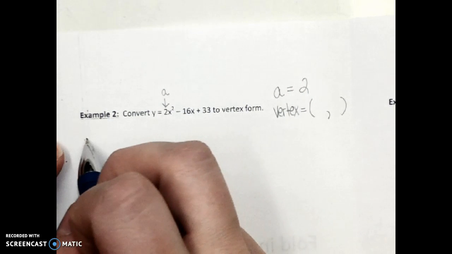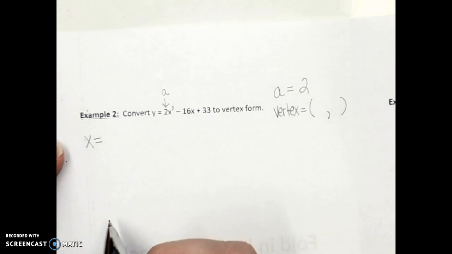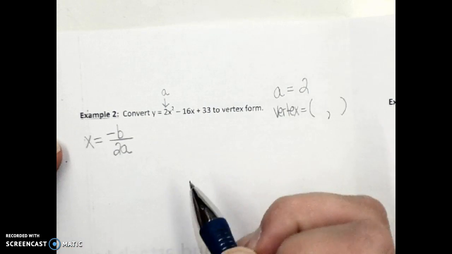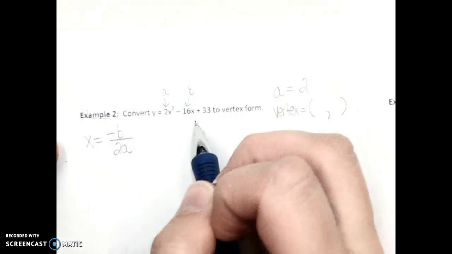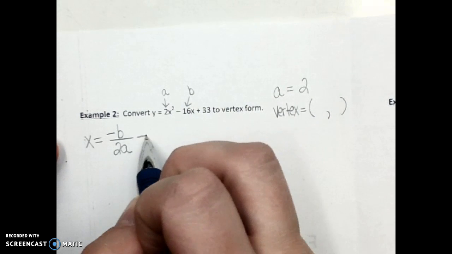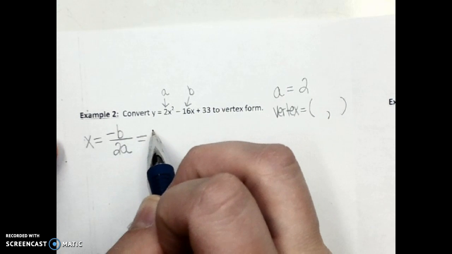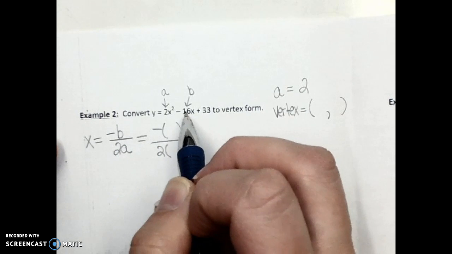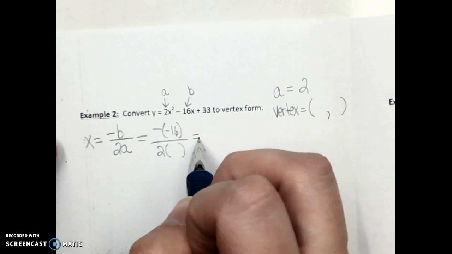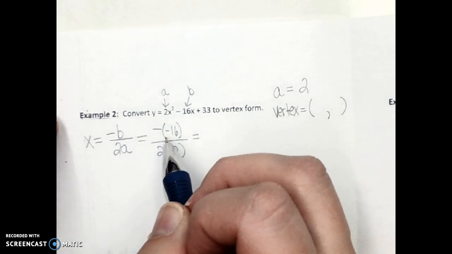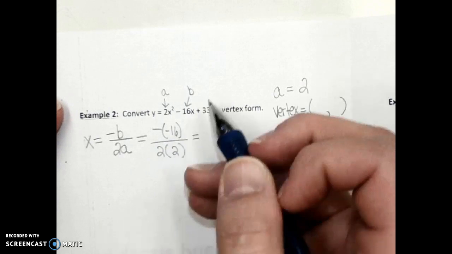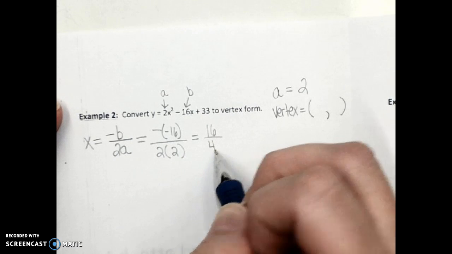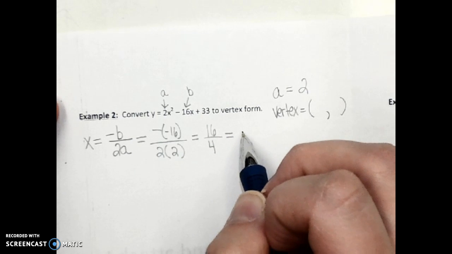To find the vertex, I've studied, and I've looked back at my blue foldable if I need to, and I know that the x-coordinate is -b over 2a. Well, what is b? B is the value in front of x. That's a -16. Put your parentheses before you try to plug in. -b over 2a. B is negative, a is positive. So let's do the steps. Negative times a -16 is a positive 16. 2 times 2 is 4.